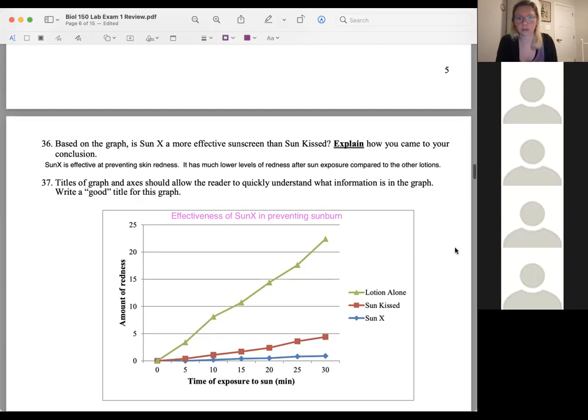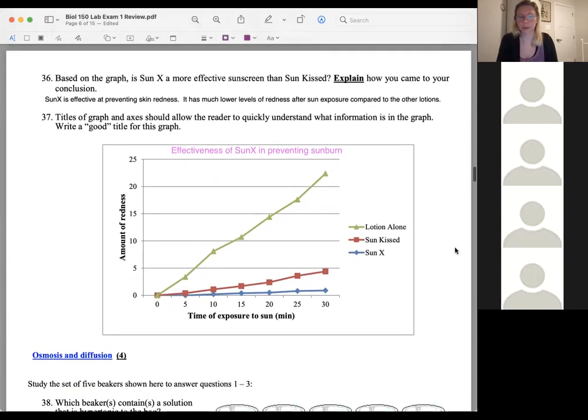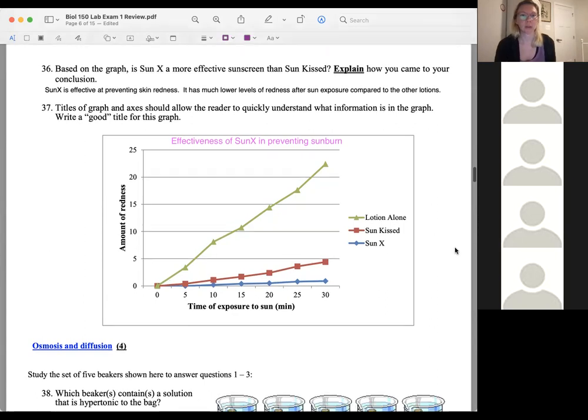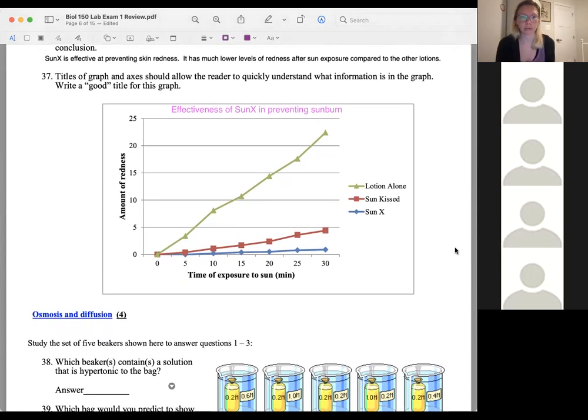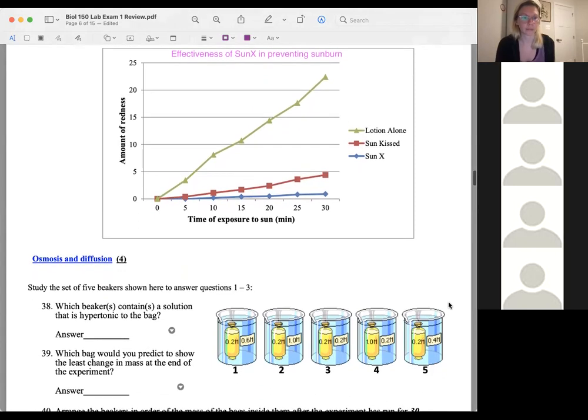All right. Okay, so let's move on to osmosis and diffusion. This tends to be a tricky one sometimes because it's really easy to get hypertonic and hypotonic confused, and also to forget in which direction water is flowing. So let's make sure we can clear it all up.